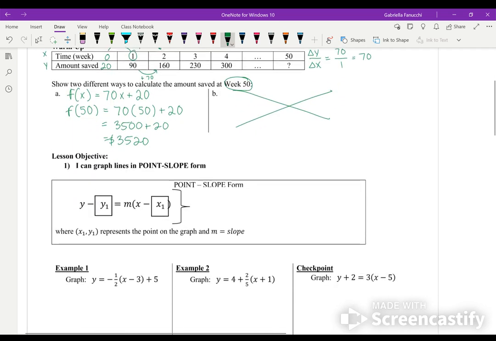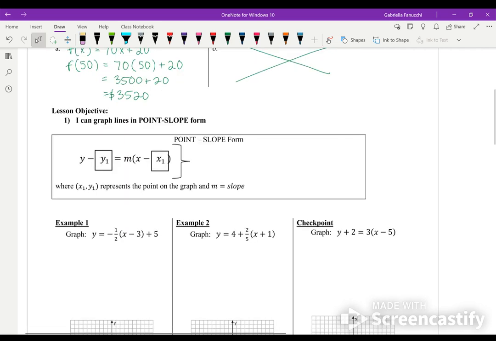Okay, so first objective, I can graph lines in point slope form. So point slope form, we have y minus y1 is equal to m times x minus x1. x1 and y1 are just points. So any random point that is on the graph, that is on that line.